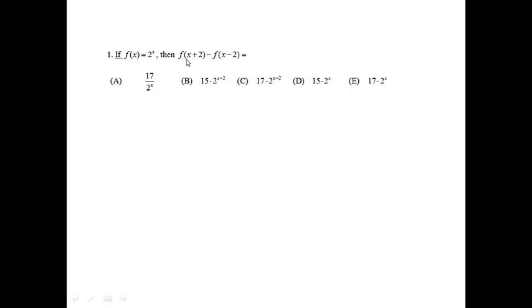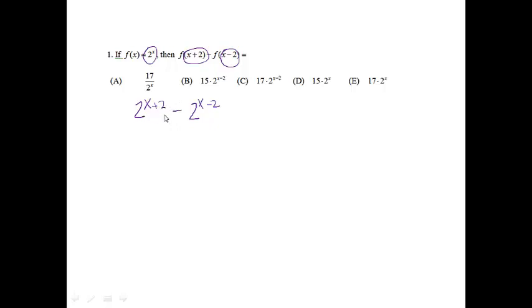So this one is just asking me to plug in x plus 2 and then plug in x minus 2 and then subtract them. So to get f of x plus 2, I'm going to go into here. Wherever there's an x, I'll put x plus 2. So it's going to be 2 to the x plus 2 minus, then on this one, we will get 2 to the, this time I'll just put in x minus 2. Okay, now from here, this is where the trickiness begins.